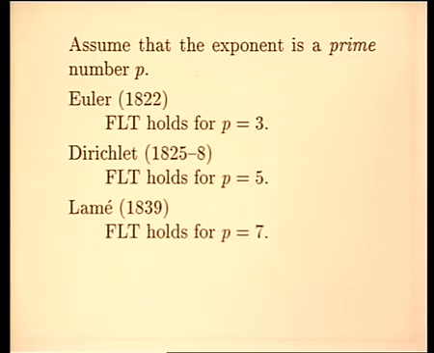In 1825, Dirichlet attempted to extend this working to the case of the theorem with exponent 5. There was again a difficulty which he resolved in 1828. In 1839, Lamé, by a similar analysis, managed to prove Fermat's last theorem for the case of exponent 7. And as you can see, the gap is getting wider, and it was clear that this line of argument was going to lead to considerable difficulties.